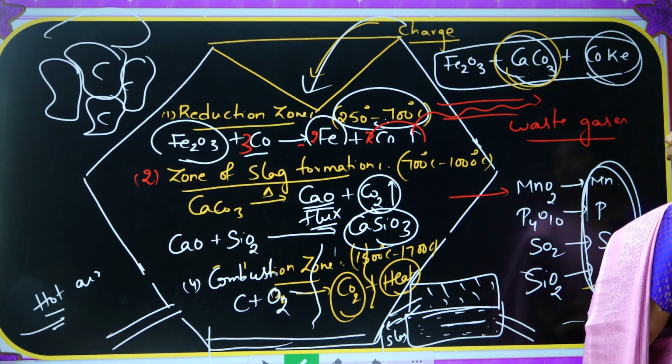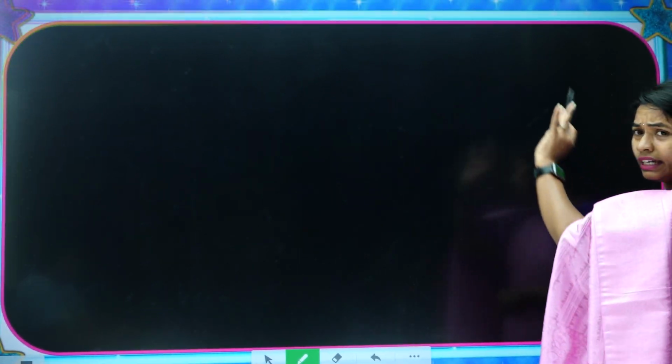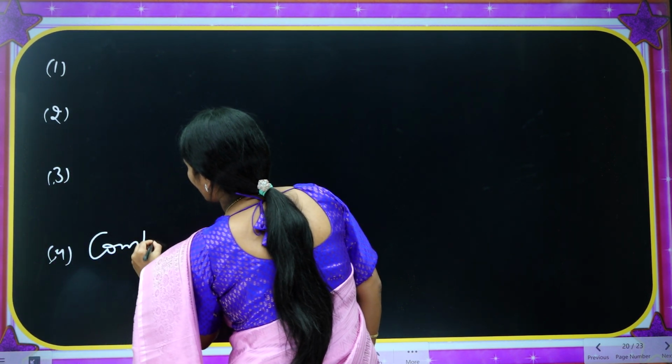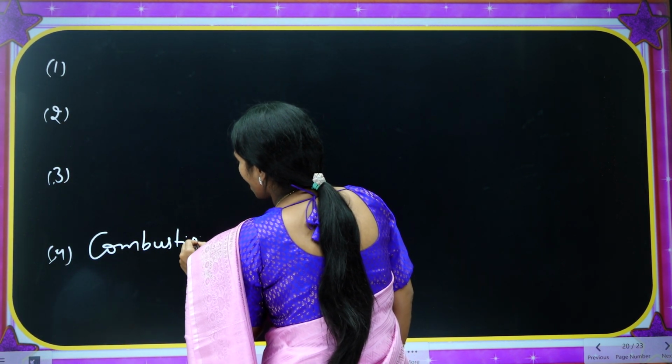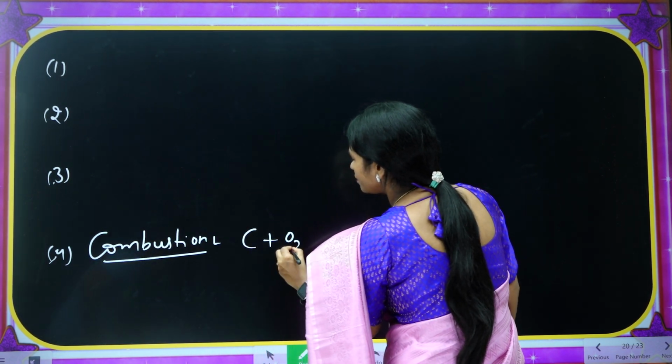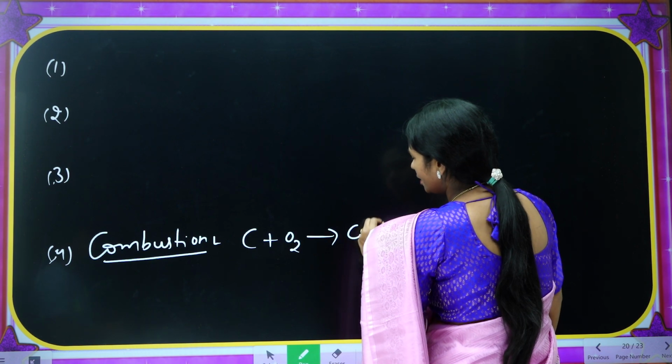Clear, everybody? Let's see the quick points of what you have learnt till now. First, the 4 zones. What are those 4 zones? Tell me. Repeat everybody. One more time. Combustion zone. What is happening in the combustion zone? In a short way I am writing: C plus O2 gives CO2, a high temperature zone.